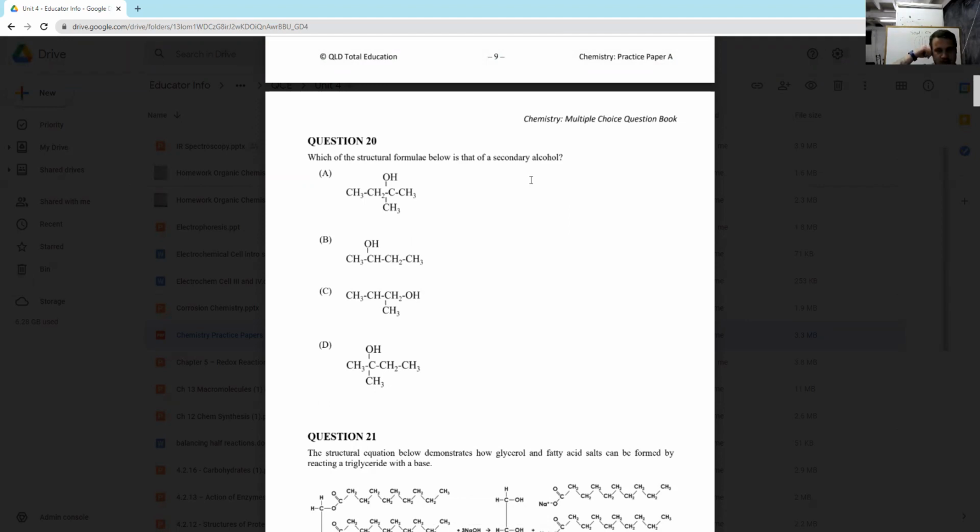So which of these would be considered a secondary alcohol?